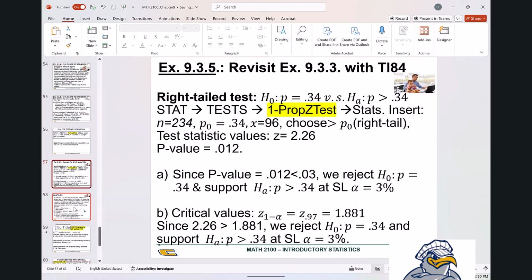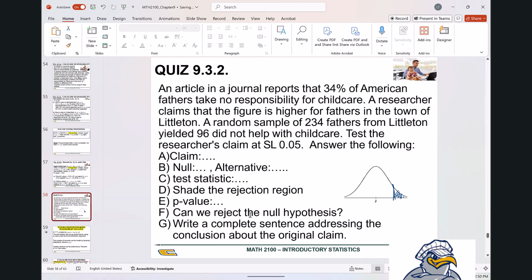0.012, right? Can we reject the null hypothesis? And again, here you compare the p-value 0.012 with the significance level, right? And obviously your p-value is less than the significance level, right? So we can reject the null hypothesis, right? And the last one, write a complete sentence addressing the conclusion about the original claim. So the complete sentence is something like, based on the sample data, we can reject the null hypothesis at significance level 5%, right?